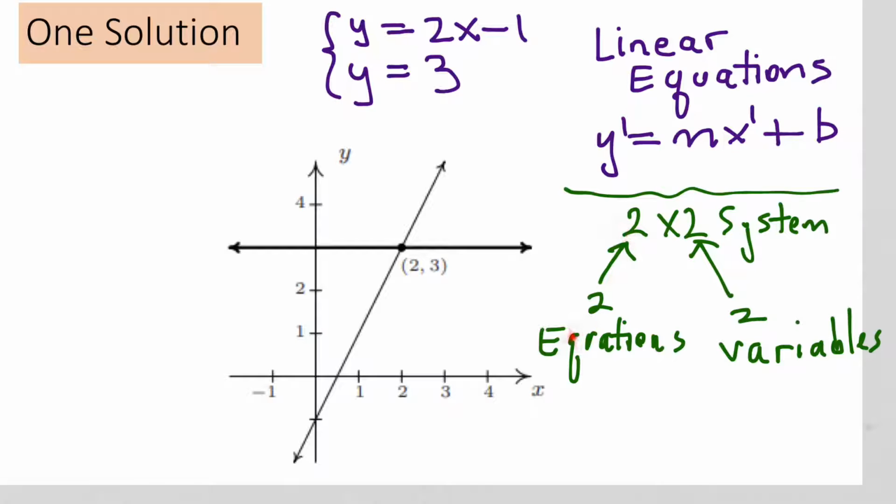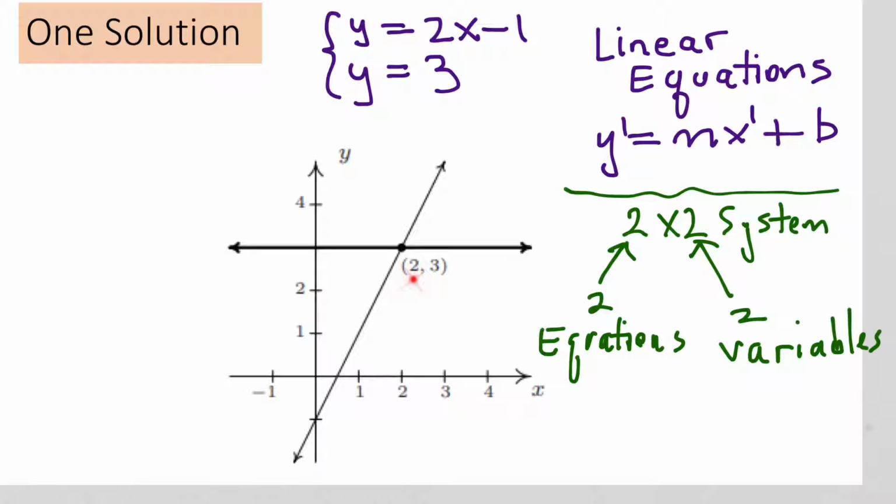This 2 means two equations. This 2 means two variables, in this case x and y. So this point right here in this graph, (2, 3), should satisfy both of these equations if you have the first case of one solution. One solution means you have one point where the two lines are going to cross.